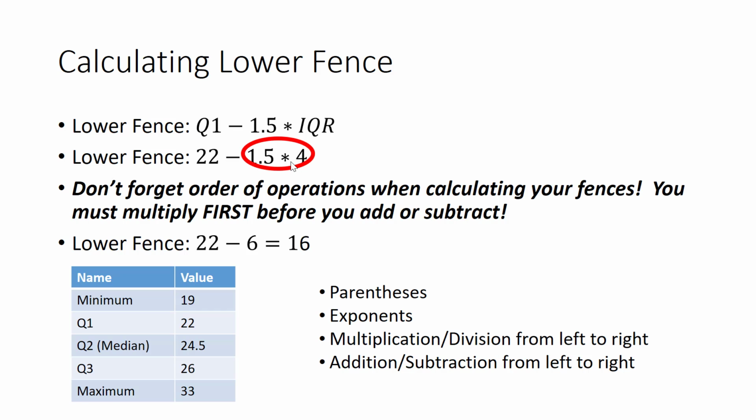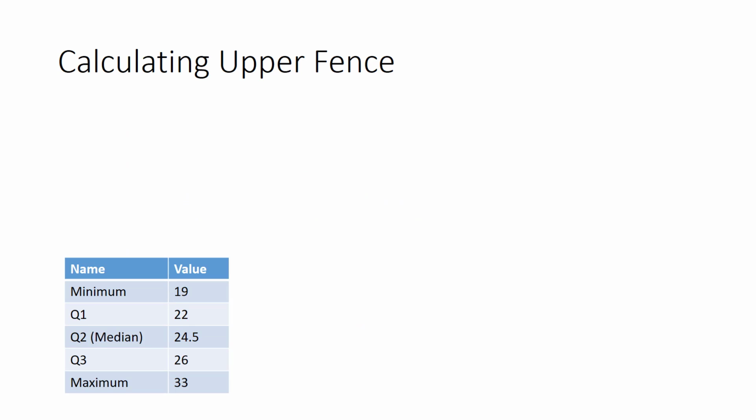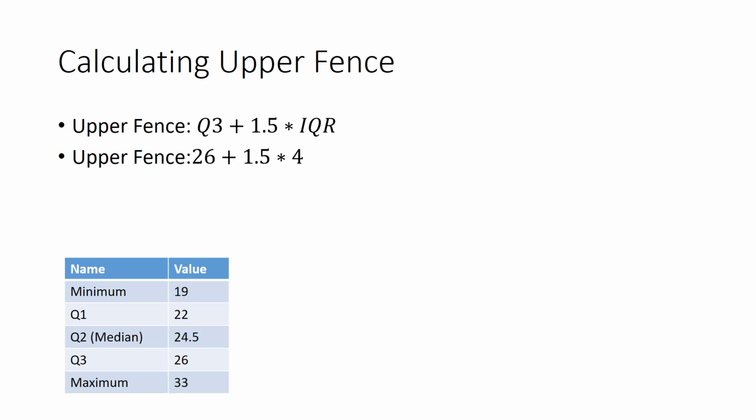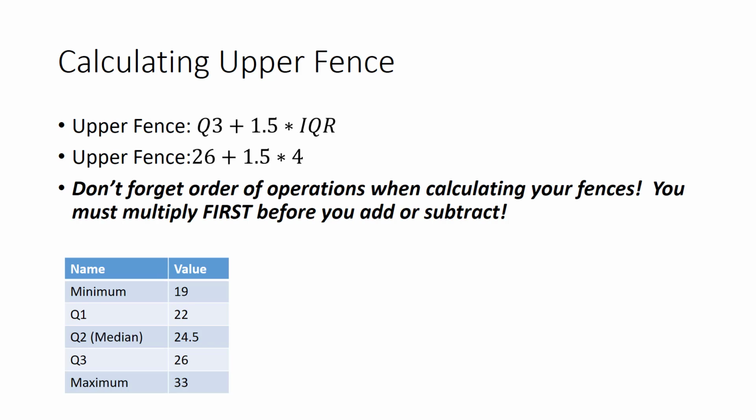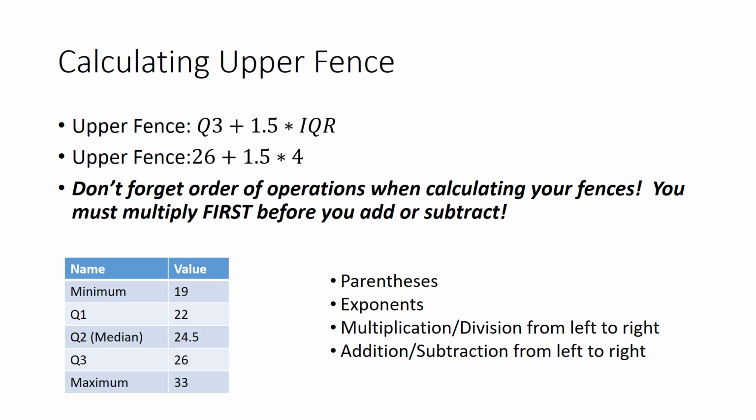Let's now calculate our upper fence. To calculate the upper fence, we need the equation for the upper fence, which is Q3 plus 1.5 times IQR. Our Q3 is 26, and our IQR is still 4. Again, remember your order of operations. So we have to do our multiplication or division before we can add or subtract. That means we have to evaluate 1.5 times 4 first, and then we can add that to 26. So our upper fence is 32.